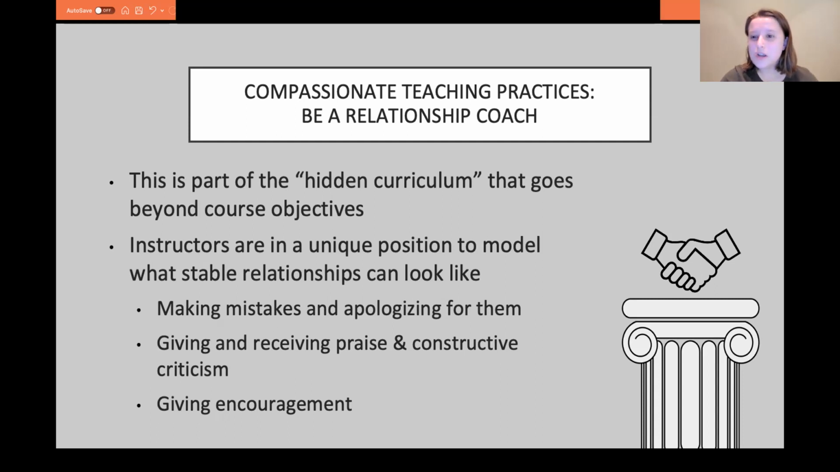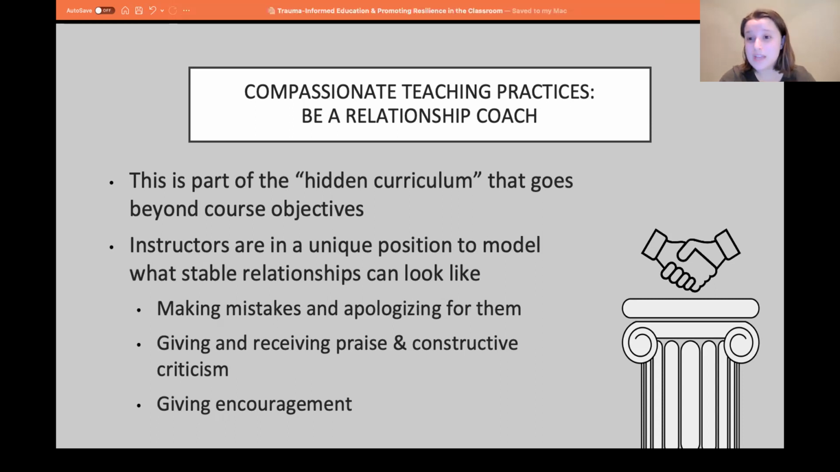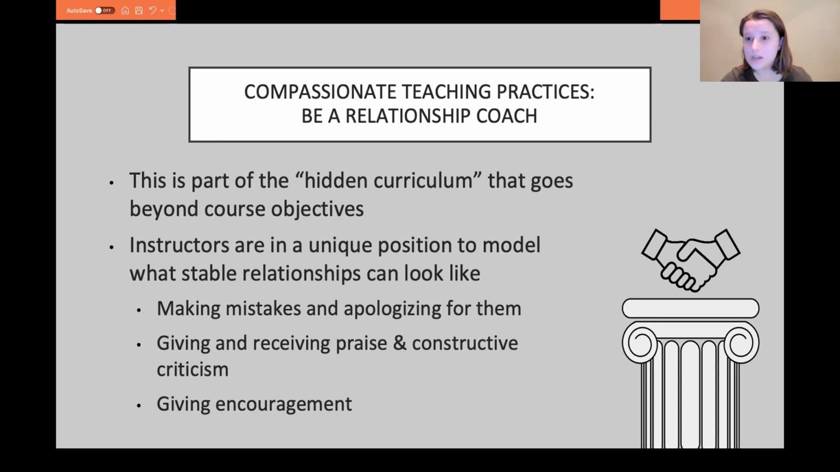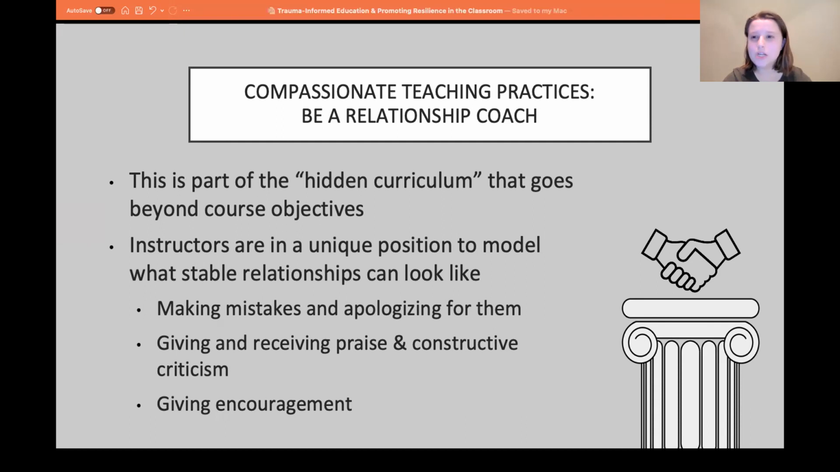So, as an instructor, you are in a really good position to apologize when you make mistakes, because they are going to happen. Giving and receiving praise and constructive criticism, and giving encouragement. Again, not giving it so that it's overkill, but giving it in very genuine amounts, giving it in situations where it is certainly going to help that student out.